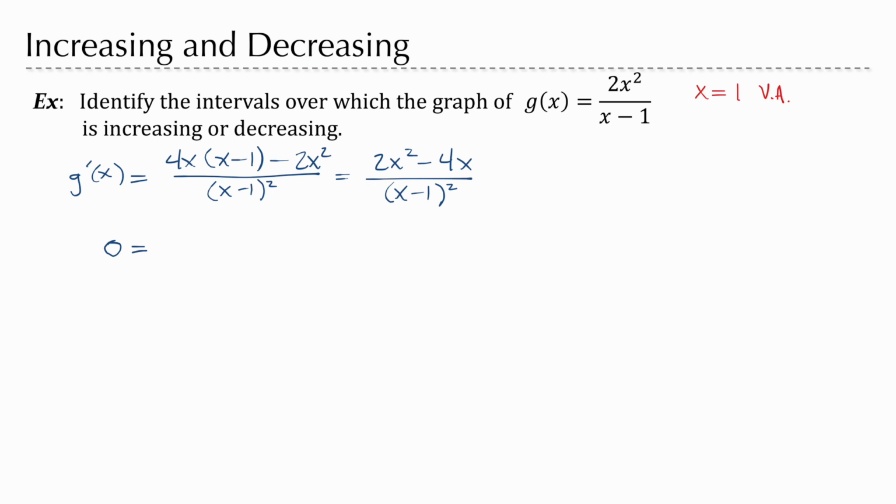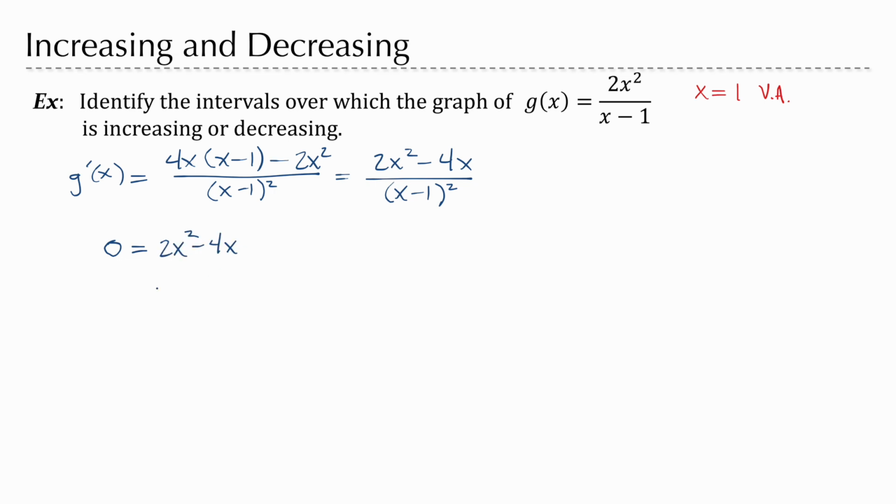Okay, so we're not going to have that be a place where any mins or maxes happen, but we do want to keep it in mind because vertical asymptotes are a place where you could change from increasing to decreasing. So we'll keep that in the back of our minds, but again, not a critical number because it doesn't exist in the graph.